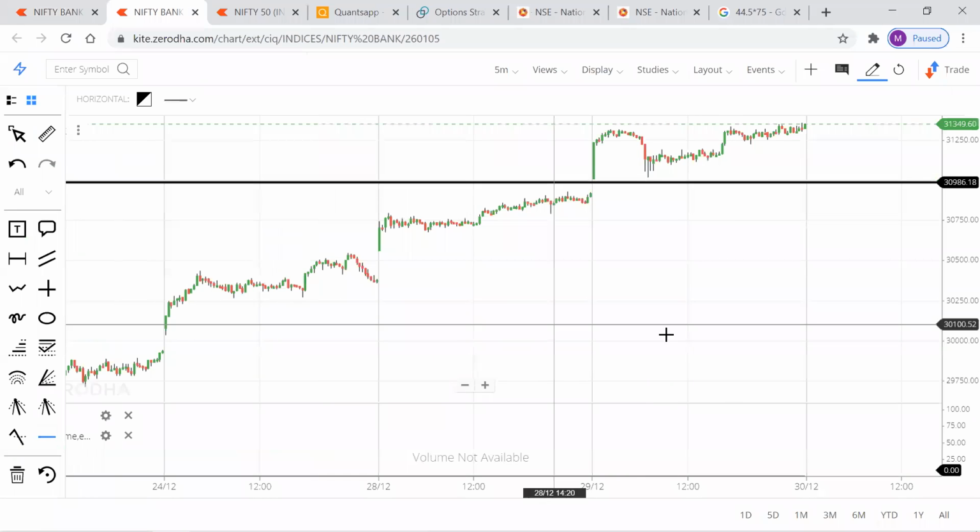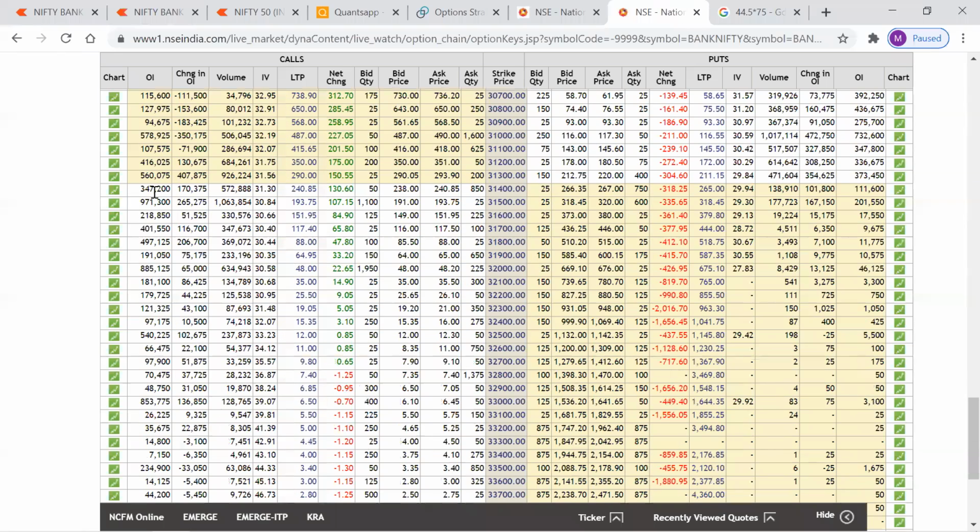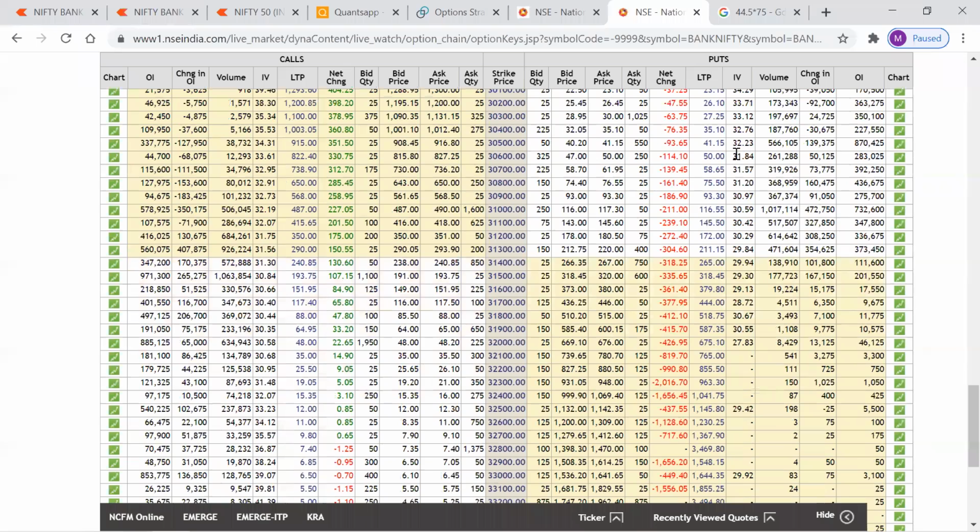31,000. So this can be the support according to option chain data. And what's the resistance? You need to select the value from the white area only, from the out of the money area. Okay. That's for drawing support and resistance using option chain data.